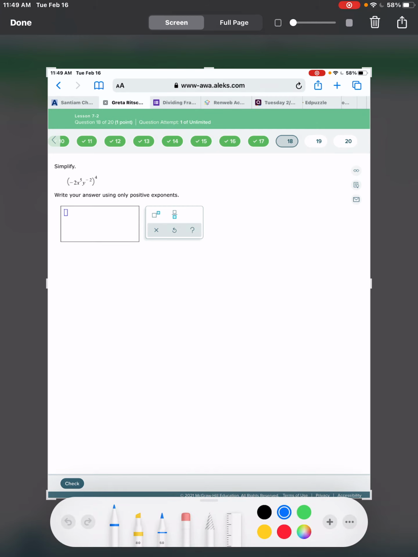Okay, this exponent 4 on the outside is going to have to affect everything, so I'm going to deal with that. We're going to have negative 2 to the 4th power.